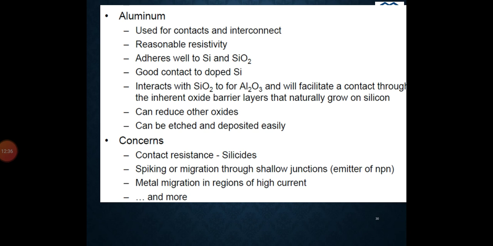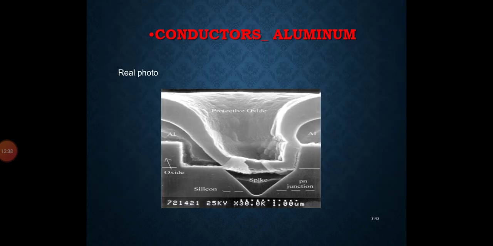Now this is the actual photo of the spikes. Here there is the silicon substrate, and the last one is the silicon PN junction. Here, the black area is the spike, like I discussed earlier. So this is the actual photo of aluminum, and this is the drawback of aluminum: it creates spikes in the silicon substrate.